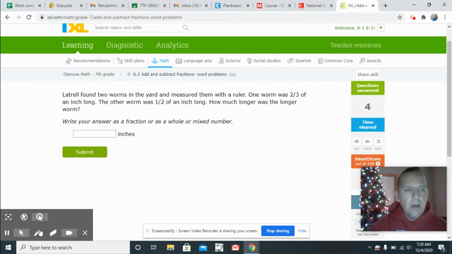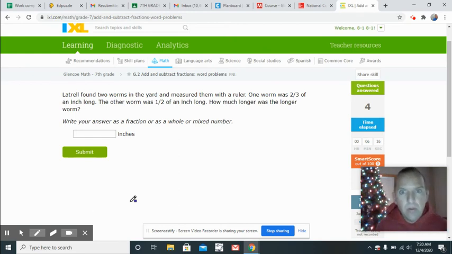All right, so we have Latrell here. Found 2 worms in the yard, measured them with a ruler. One worm was 2/3 of an inch long, small. The other was a half an inch long. How much longer was the longer of the worm? Notice we have different denominators. So we have 2/3. That's one of the worms. The other one was a half an inch long. How much longer was the longer worm?